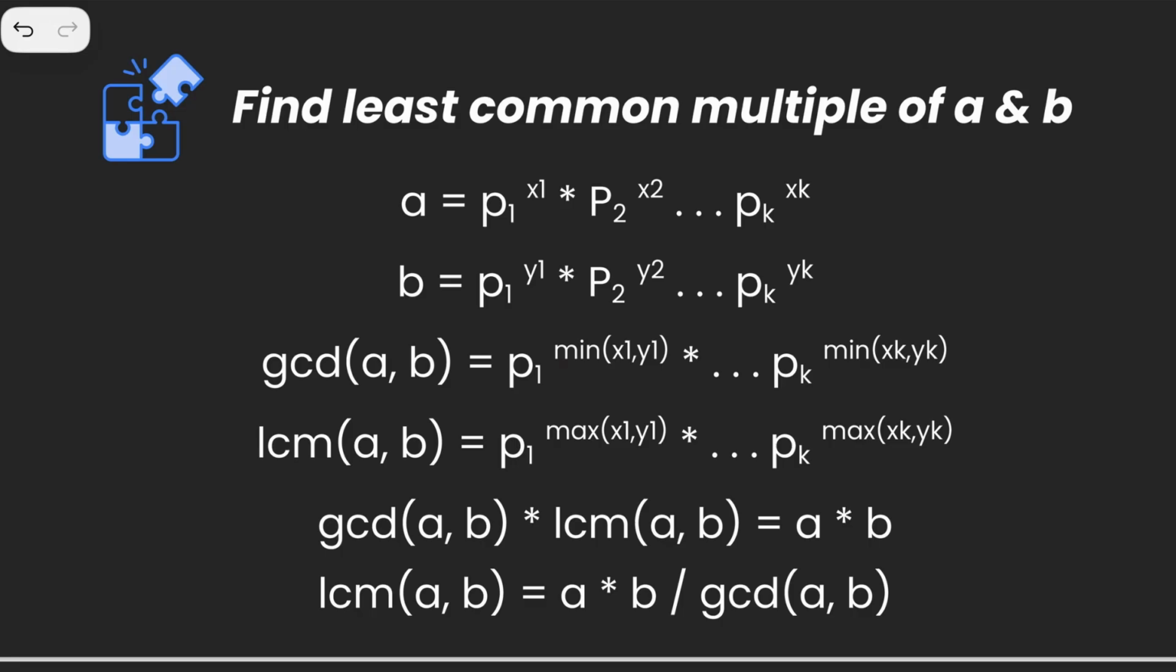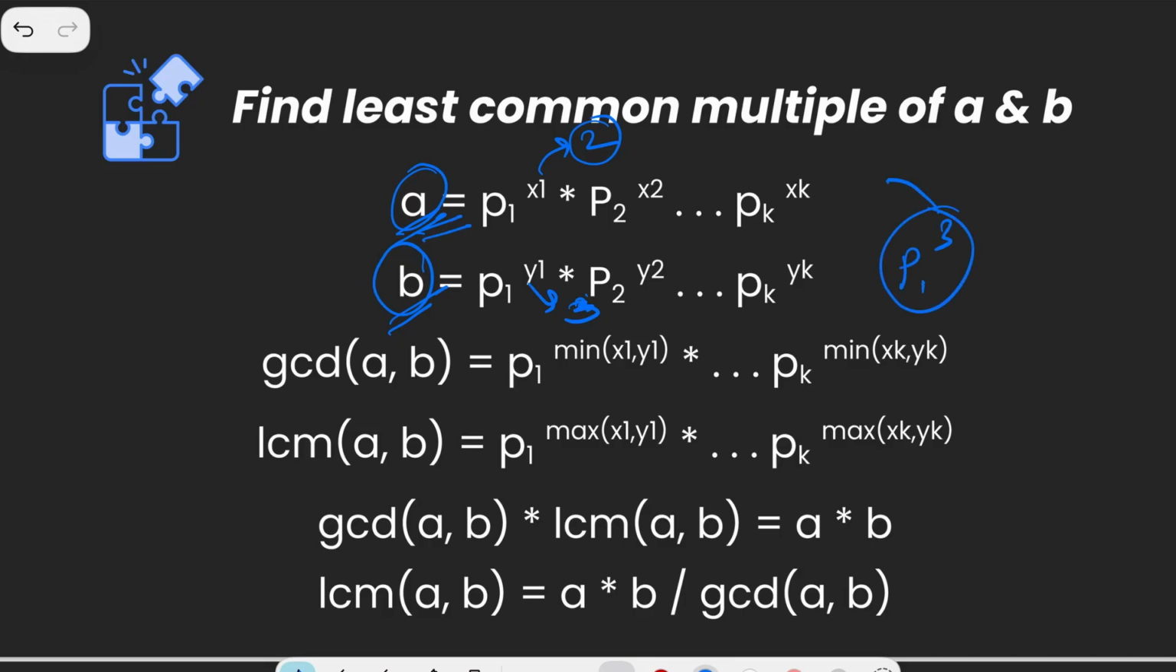Why? Because let's say x1 is 2 and y1 is 3. So by taking the minimum, it will divide this and this. Both of them will be divided. If you take 2, it will divide A as well and it will divide B as well. But if you take 3, A will not be divided. Makes sense, right? Because P1 to the power 3 cannot divide P1 to the power 2.